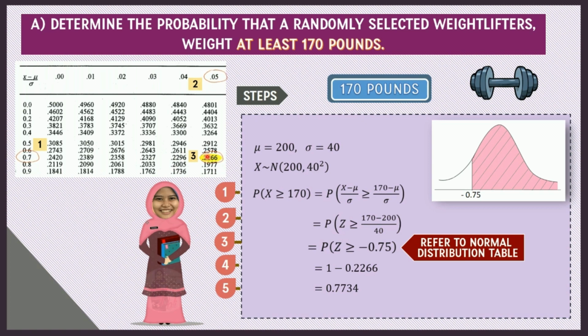To determine the answer, we need to sketch a normal distribution graph using the z value. Then, we shade the right region, as we need to find the probability of z more than or equal to negative 0.75. The 0.2266 that we got from the normal distribution table is the value of the left region. This is because we can only get the tail value from the table. The whole graph is equal to 1. So, to determine the probability of x more than or equal to 170, we need to subtract 0.2266 from 1. So, we will get 0.7734, which is our final answer for this question.